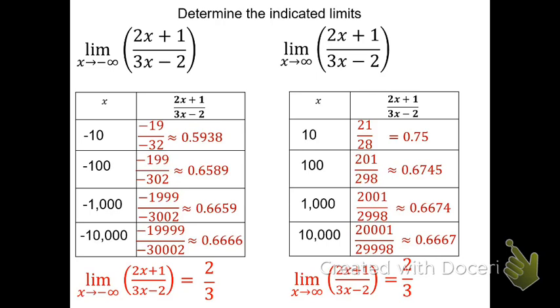Now it's not always going to be the same way. This just happens to be a rational function of equal degree, which means we take the coefficients of the leading terms, the 2x over 3x, 2/3, which tells me the end behavior. That is why the limit as we approach both positive and negative infinity is going to go to 2/3.